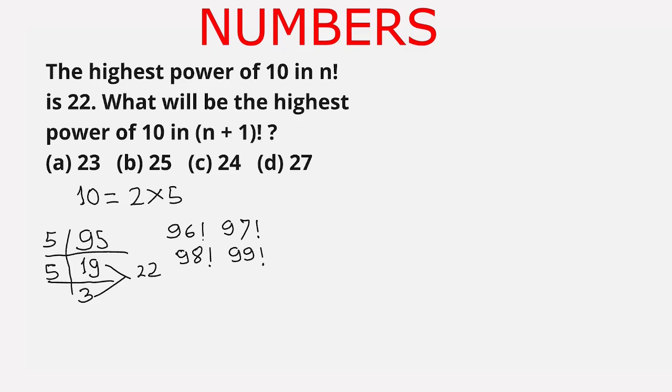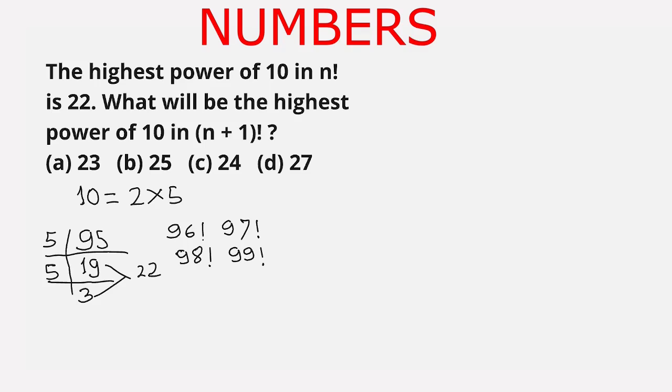If it is n equal to 95, then n plus 1 will be 96. If n equal to 96, then n plus 1 will be 97. And if n is 97, then n plus 1 will be 98. And if n is 98, then n plus 1 will be 99. And in n factorial, which is 95 factorial to 99 factorial, the maximum power of 5 will be 22. But it changes in 100 factorial. So what we should do?